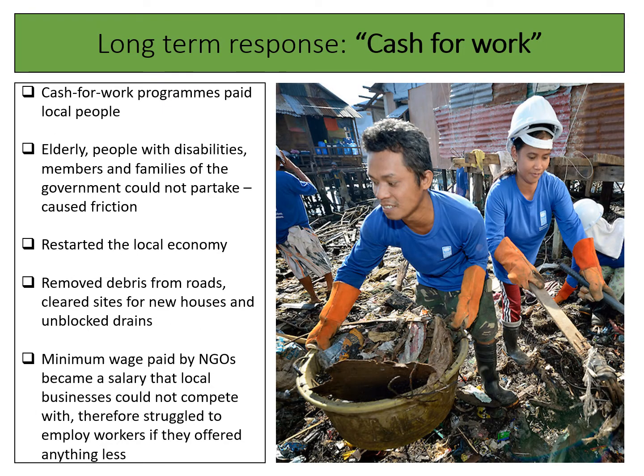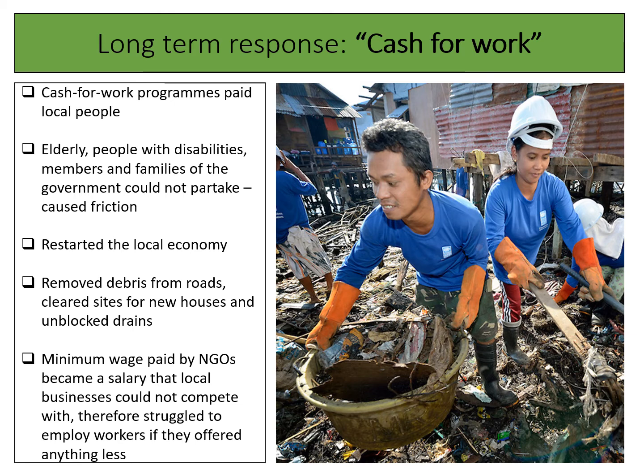Okay, now we're going to move on to the 2 long-term responses. So the first one we're going to look at is cash for work. So remember, the purpose of a long-term response is to try and get the country back to how it was before the typhoon occurred. And it's also to try and make the country actually better, so more developed and more prepared in the event of a typhoon happening again.